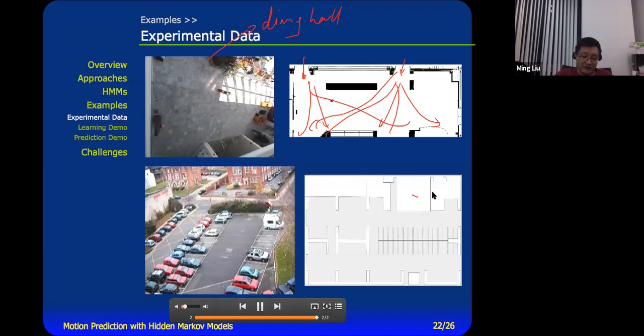And the second example, the lower part, that's the prediction of if the car comes. If I keep tracking the motion of the car, we can predict where the car will park.